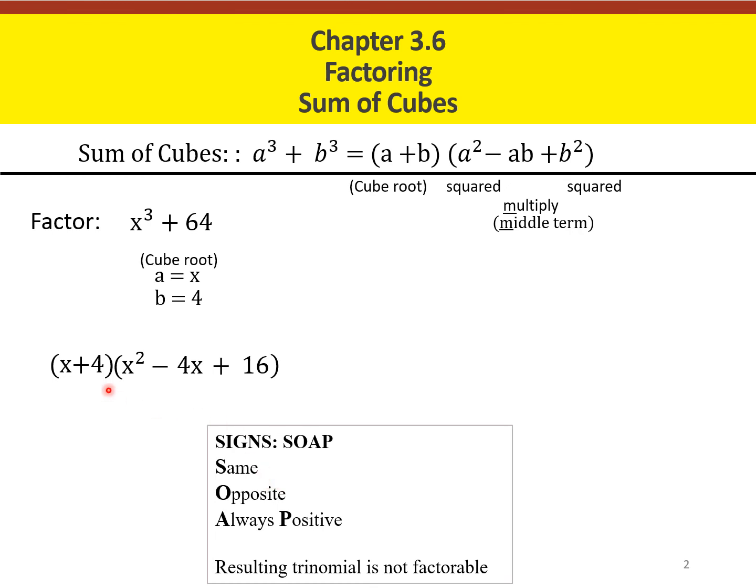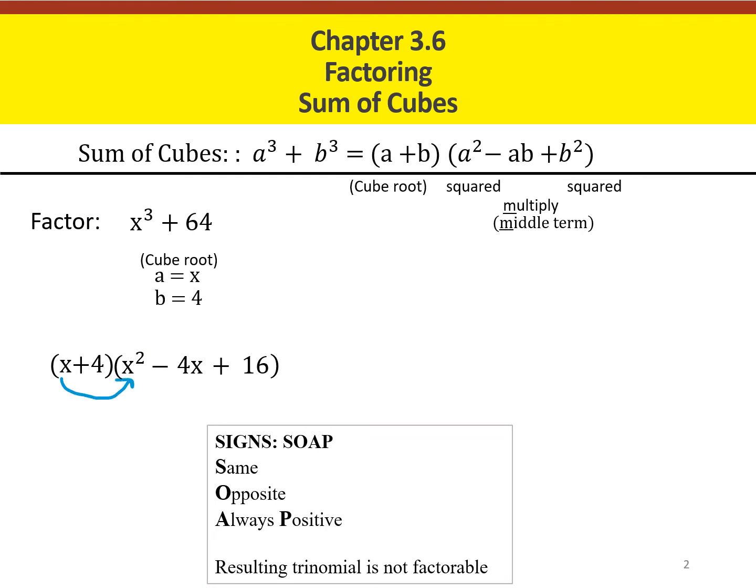Now, what's particularly nice is you look at this, and you know what? You can't factor it. The resulting trinomial is not factorable. So don't even try it. That is your answer.